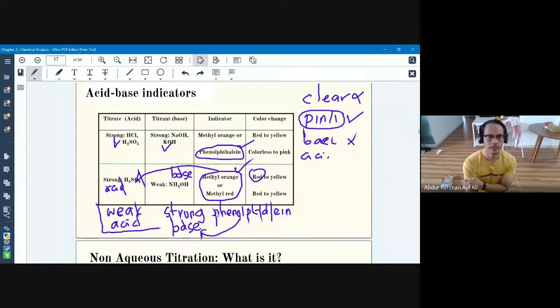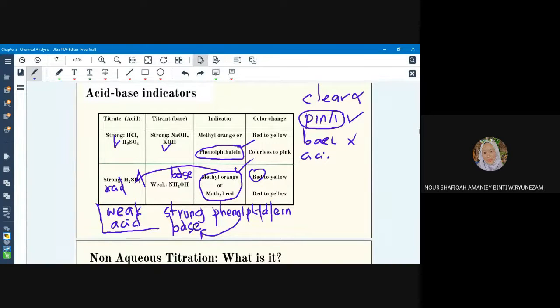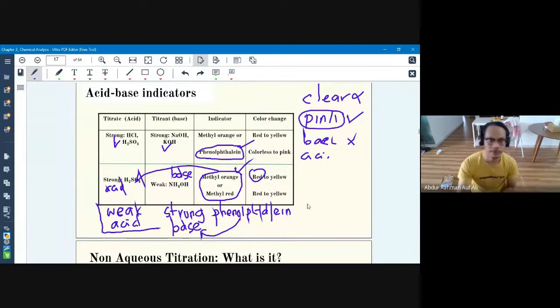Okay, so clear bahagian ni? Clear, sir. Okay, so apologies again for the cantik-cantik.